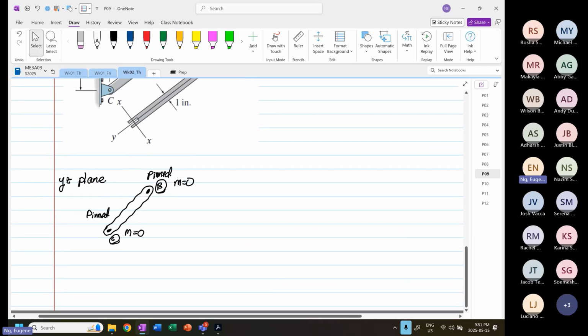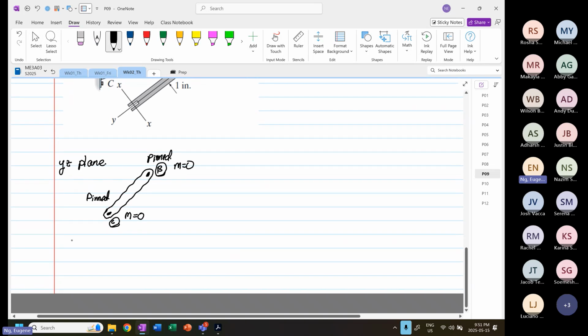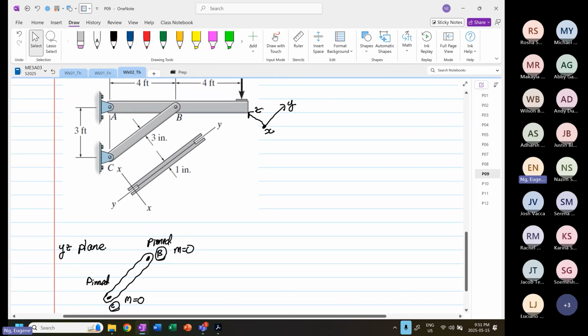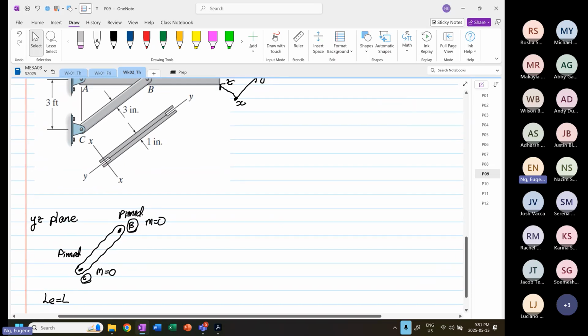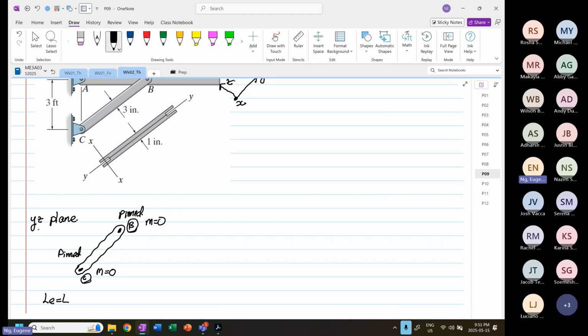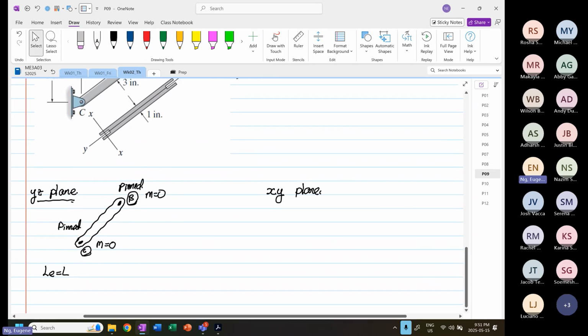So in the YZ plane, as you can see down here, our equivalent length is equal to L. Okay, that is for our YZ plane. Now we look at our XY plane. Now the structure looks like this.